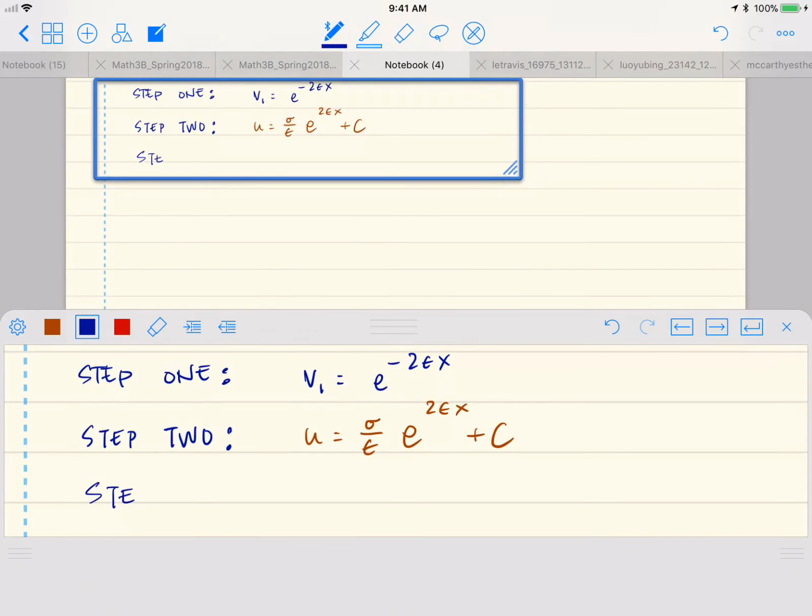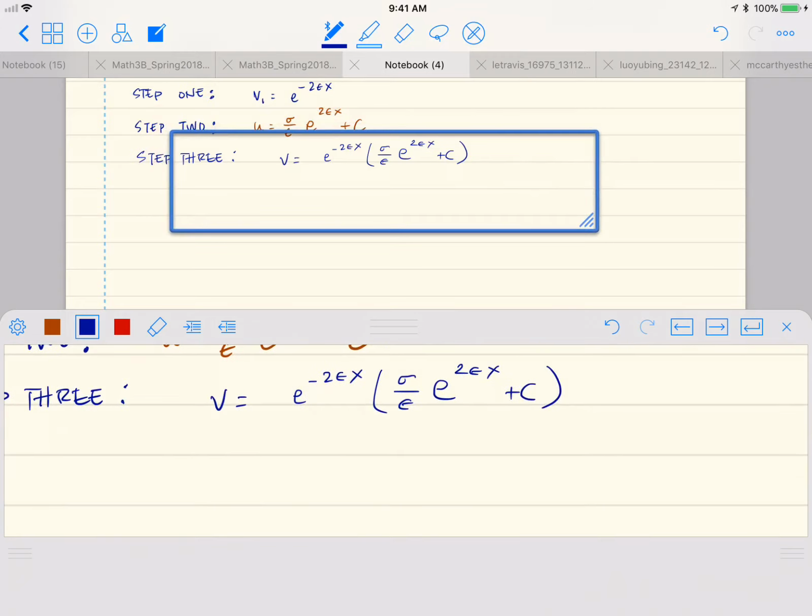So now for step 3, we just multiply the results of step 1 and step 2, right? So we'll get our solution that v is equal to e to the negative 2 epsilon x times sigma over epsilon e to the 2 epsilon x plus a constant, which is the same as v equals sigma over epsilon plus c e to the negative 2 epsilon x.